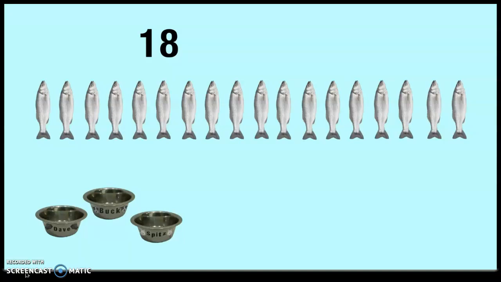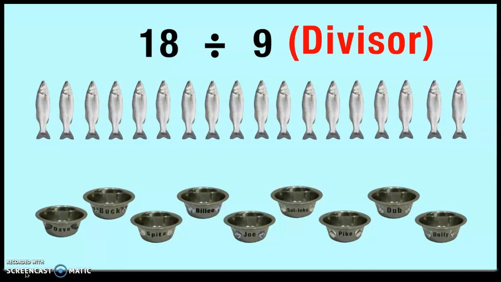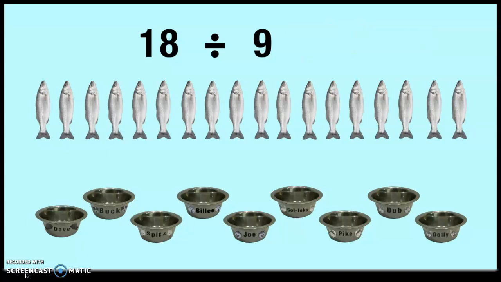Next, we add the sign for division. It is a line with 2 dots. Now there are 9 dogs. The 9 dogs are the divisor. The divisor tells Francois how many equal groups of fish there will be. Next, we add the equal sign.